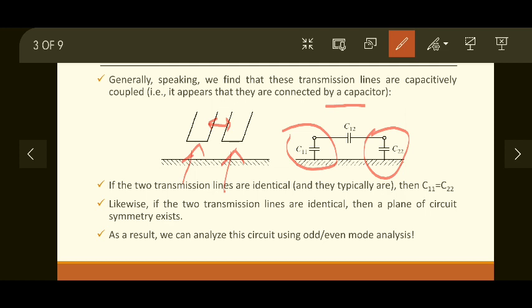Okay, if the two transmission lines are identical in size, then C11 is equal to C22. So normally these two conductors are equal in length, so that's why C11 is always equal to C22. If that is the case, then a plane of circuit symmetry exists. That means the substrate will be exactly divided between two parts. Each part will contain one strip conductor. So how it will look like, let's see.